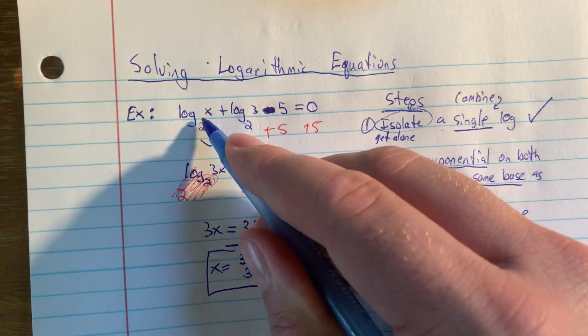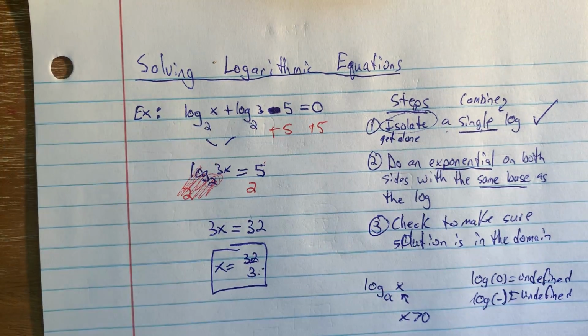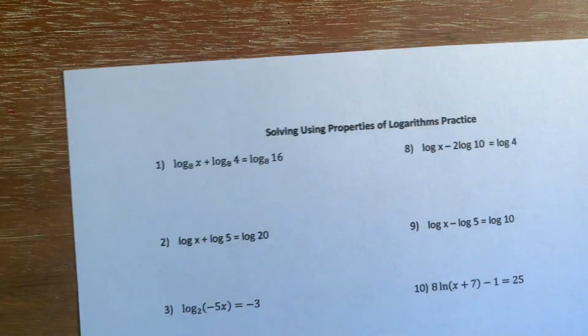Okay, x is 32 thirds. Is that negative or 0? No. Great, so we're done. But sometimes it will be, and then it will be an extraneous solution. We'll talk about that later. All right, let's do some guided practice.